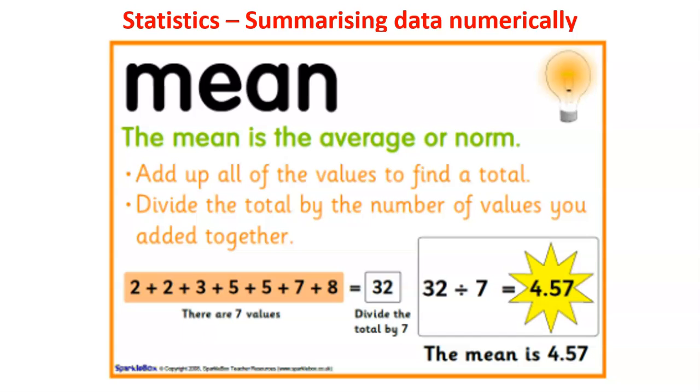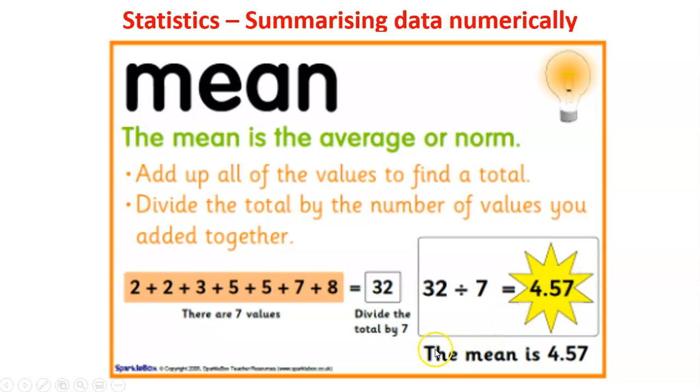So in the example below here, we've got all of our data, which we're adding up. There are 7 values. So once we've added up the data, in this case, we've got 32 as our total. We then divide by the number of data. We've got 7 data entries in this case here. So we would do 32 divided by 7. And as you can see, our mean can be a decimal value.